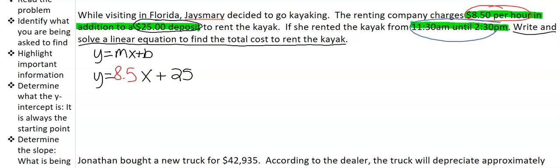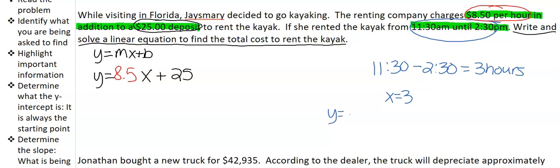So that would be the linear equation, but it also asks us to find the total cost to rent the kayak. So since Jace Murray rented it from 11:30 a.m. to 2:30 p.m., that is a total of 3 hours. So I'm going to go ahead and plug in 3 for x. So we have y is equal to 8.5 times 3 plus 25.